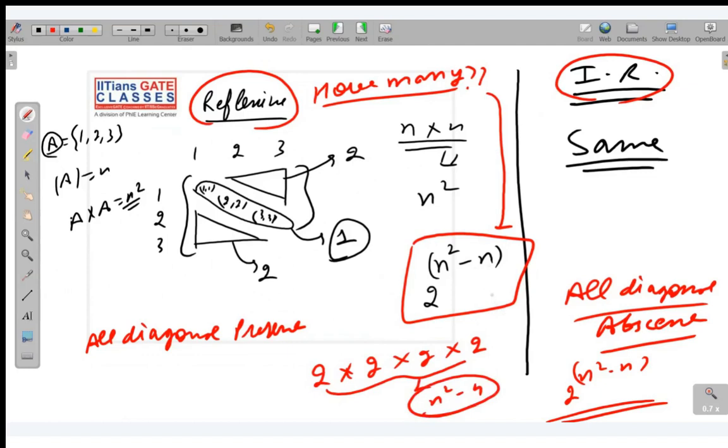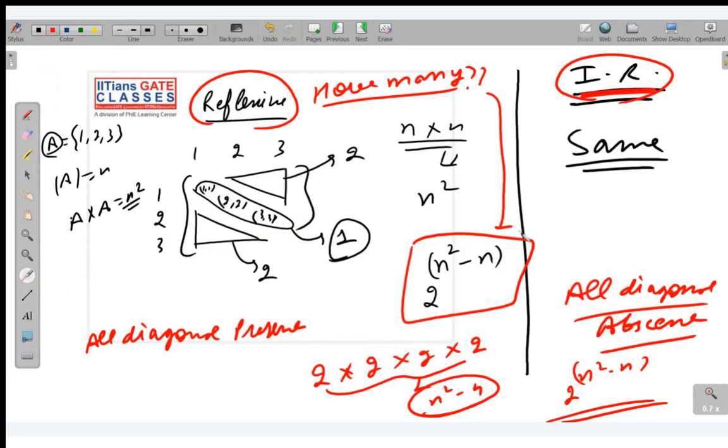Any doubt? No, sir. Okay, and for irreflexive, the same answer will be there. Why? Because here there was only one possibility, that means all should be present. For irreflexive also there is only one possibility, that means all should be absent. For the rest of the elements, how many are left out? Total elements are n square, principal diagonal is n, so n square minus n elements are left out, and each has two possibilities. So 2 power n square minus n, same answer.